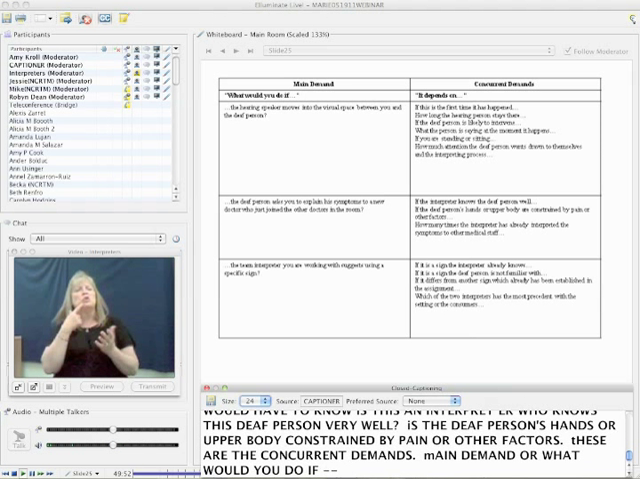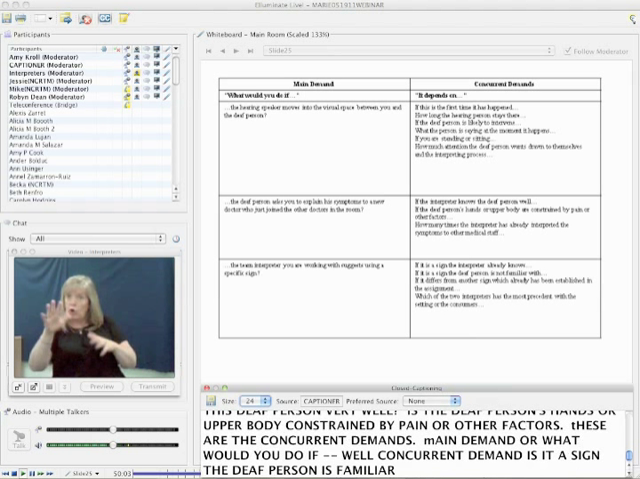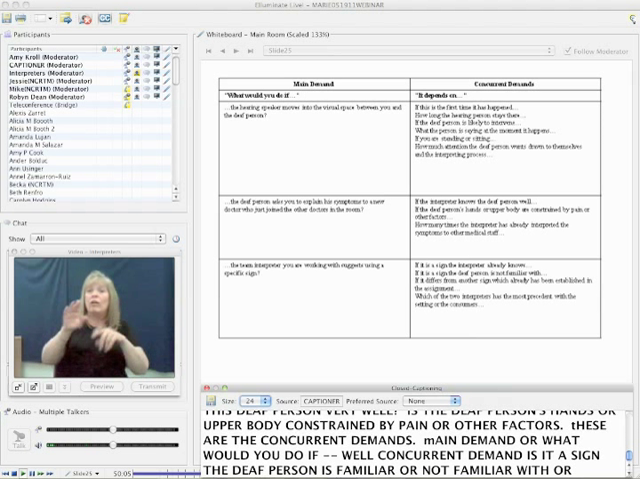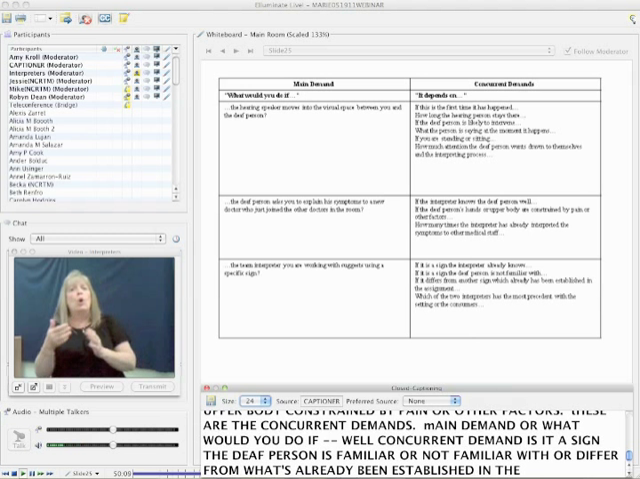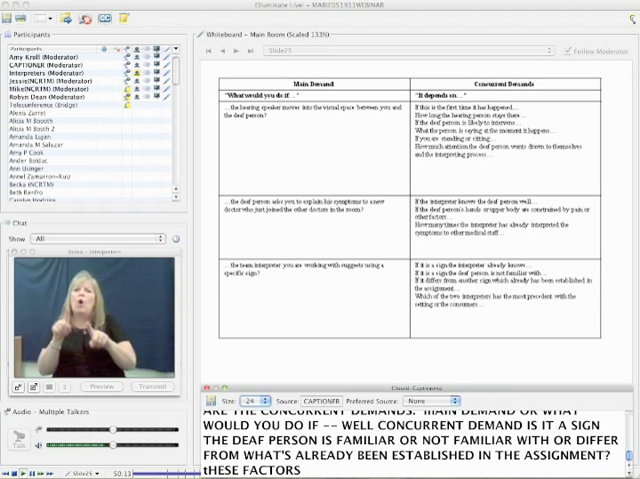Well, concurrent demands. Is it a sign I, as the team interpreter, already know? Is it a sign the deaf person is familiar or not familiar with? Does it differ from a sign which has already been established in the assignment? Which of the two interpreters has the most precedent with the setting and the consumers? These factors matter and lead us to decisions.